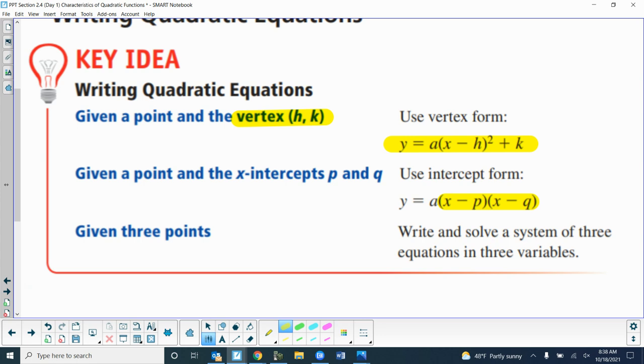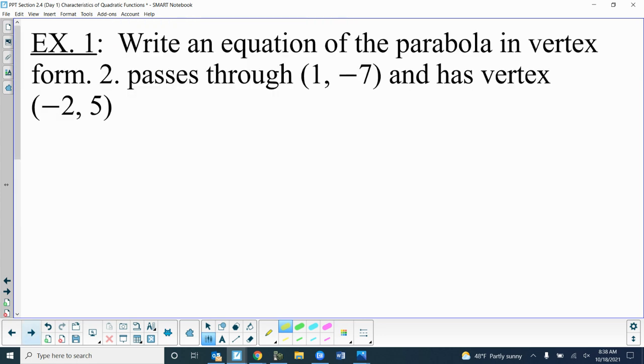Okay, so we're going to substitute basically into those two forms to find the equation of the quadratic. All right, that's what we're doing. We're just plugging into that equation, either one of those. All right, so here's example 1. It says write the equation of the parabola in vertex form.